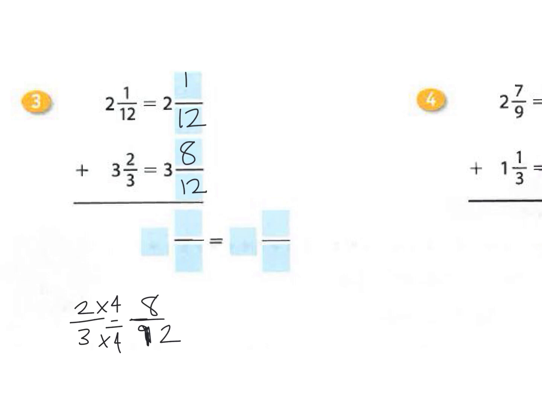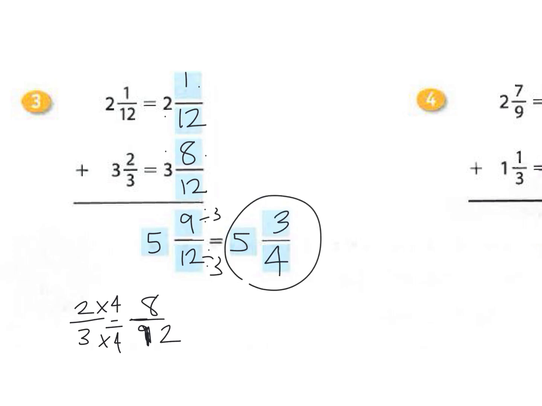So then we're going to add the whole numbers. We get 2 plus 3 is 5, and then 1/12 plus 8/12 is 9/12. So we're going to keep that 5, but we know 9/12 can be simplified. Divide top and bottom by 3. 9 divided by 3 is 3. 12 divided by 3 is 4. So 5 and 3/4 is your final answer.